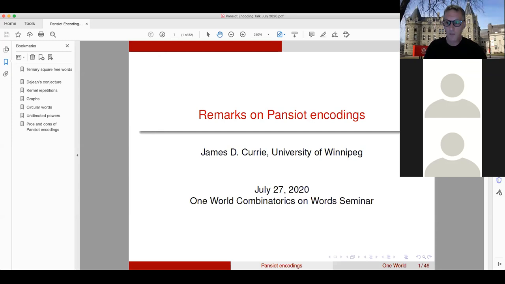So here goes. I will be using a variety of alphabets. So Sigma n, I will start at zero, as if I were a computer scientist. So Sigma n is the letters from zero up to n minus one. But now let's go back to a classical setting and consider an infinite square-free ternary word w, where the a_i are letters. The Pansiot encoding of w is a binary sequence, pi, where b_i is equal to zero if a_i is equal to a_{i+1}.